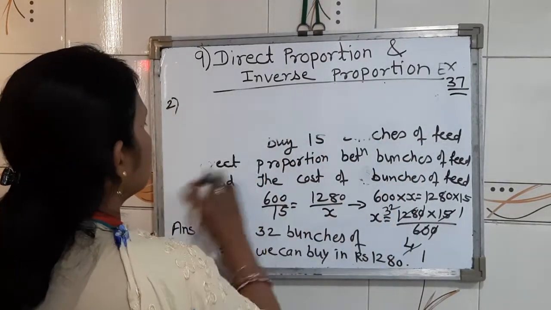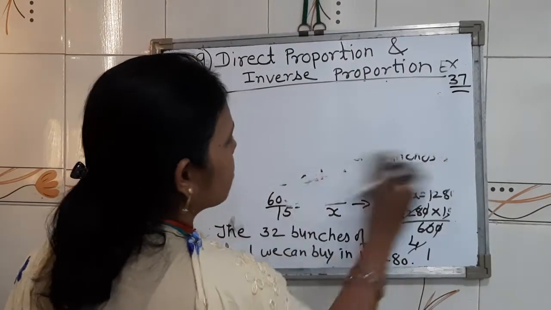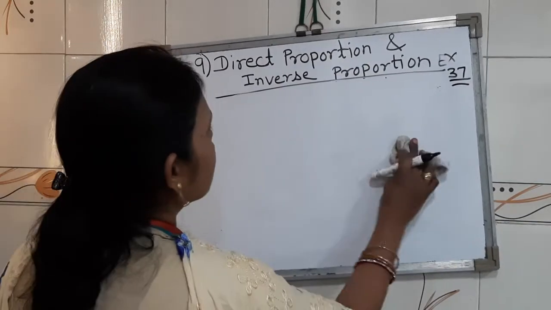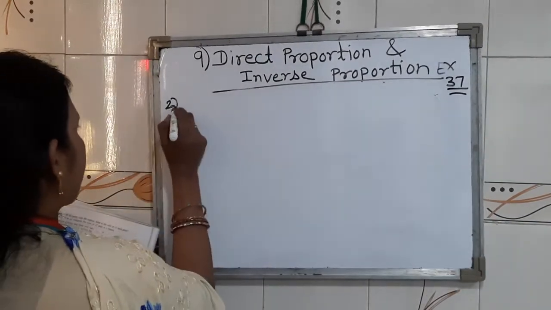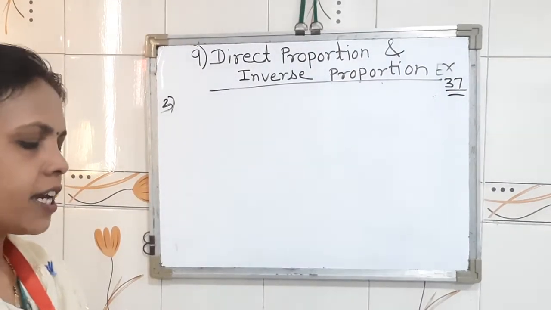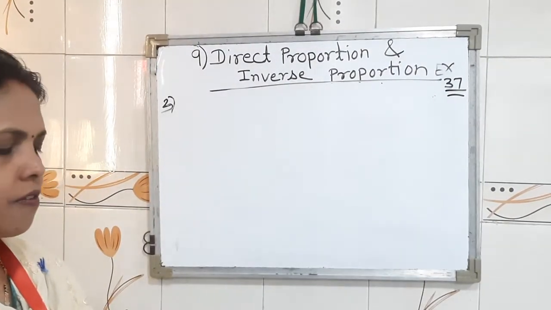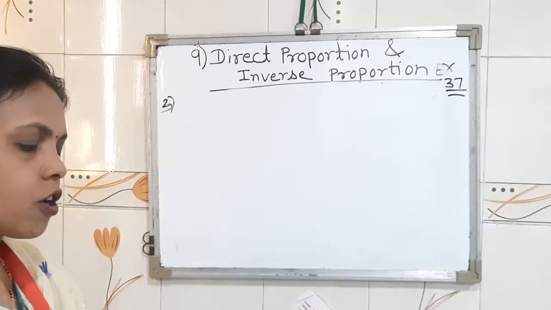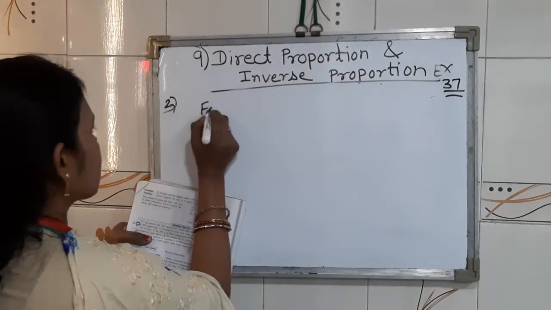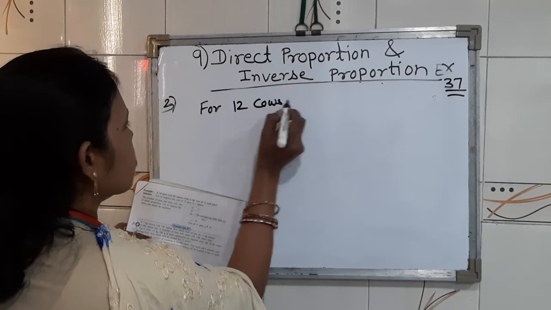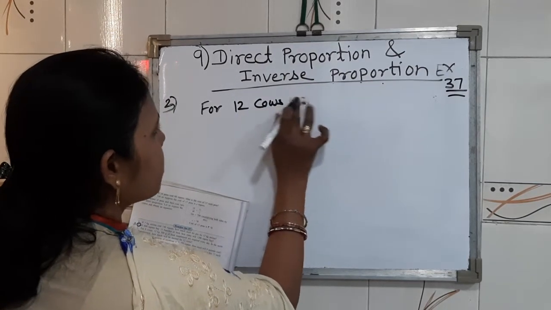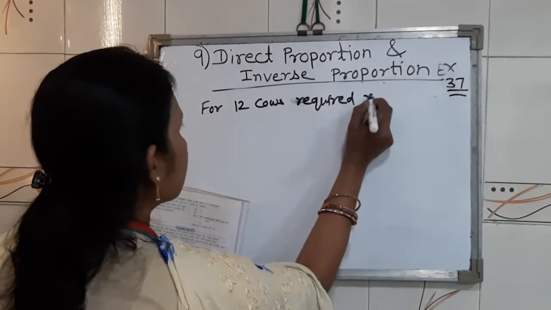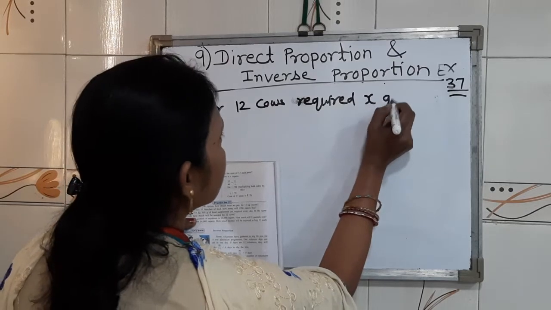So children, here is question number third. For 9 cows, 13 kg 500 gram of food supplement is required. Then how much will be needed for 12 cows? Write down: for 12 cows required dash quantity of food.